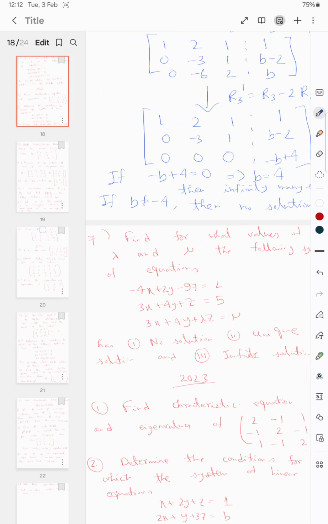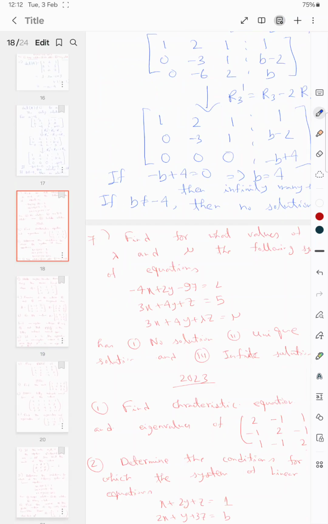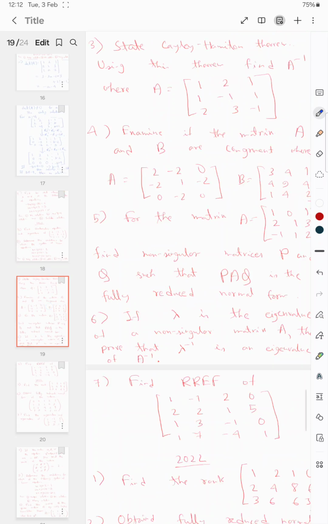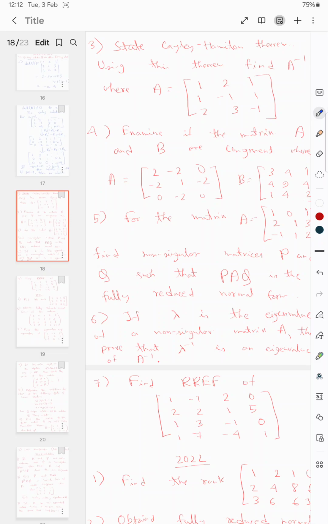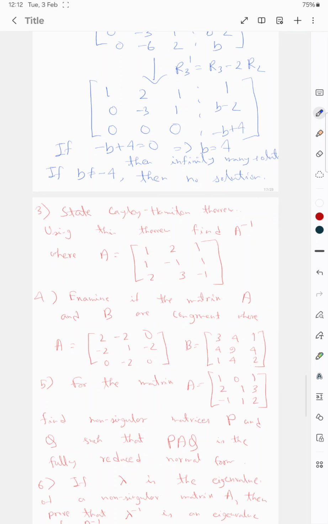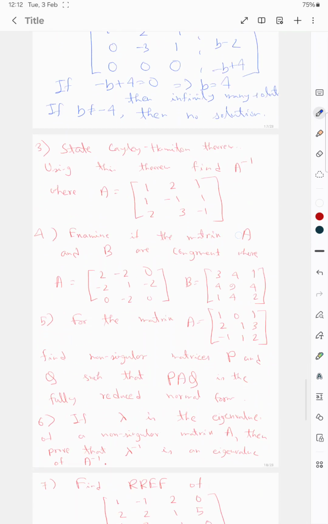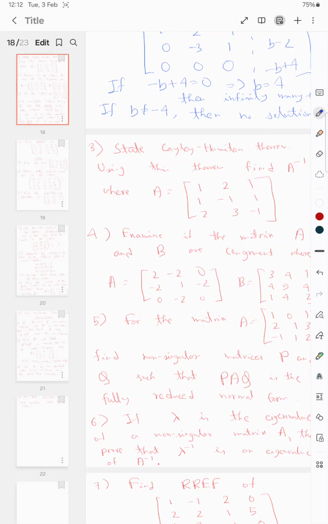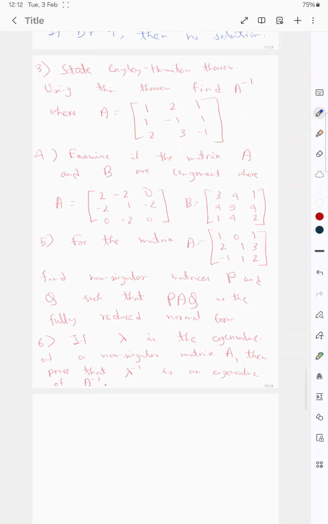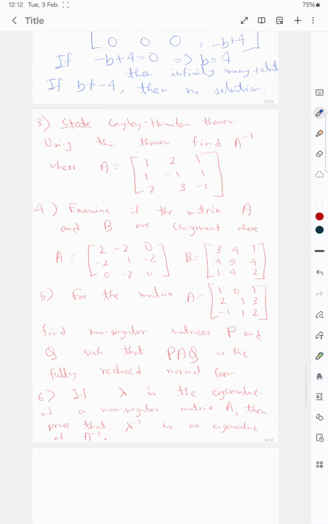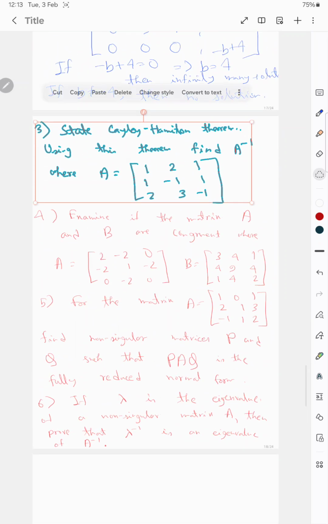Okay, so yeah, I am deleting this part, I think. 2020, this I can delete. Next, state Cayley-Hamilton theorem. This type of state Cayley-Hamilton we have already written. Now find, using the theorem, find A inverse. So this problem also we have done, I think, for a 2 cross 2 matrix, right?